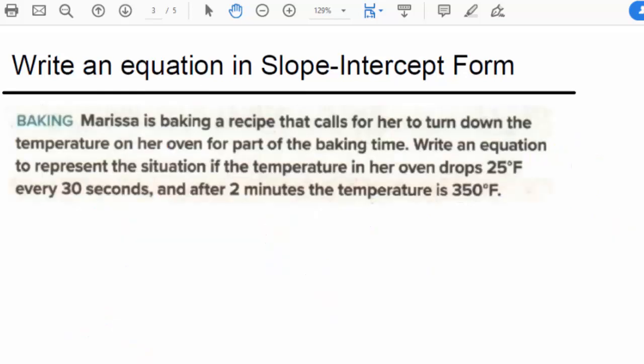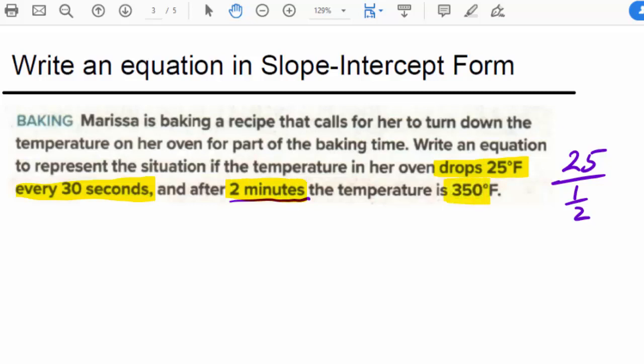Okay, so here we have an example that's a word problem. Marissa's baking a recipe. It calls for her to turn down the temperature. Write an equation to represent the situation. If the temperature in the oven drops 25 degrees every 30 seconds, so that right there is a slope. So 25 degrees of drop over every 30 seconds. And I notice that this second part here is in minutes, so I'm actually going to put that as a half minute. The second part they tell us is after 2 minutes the temperature is 350.